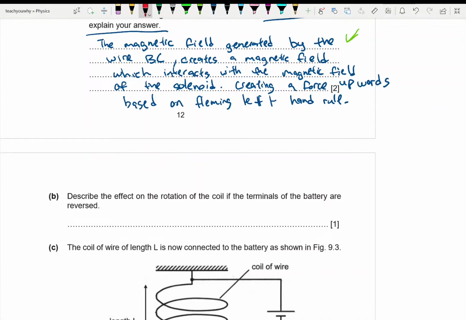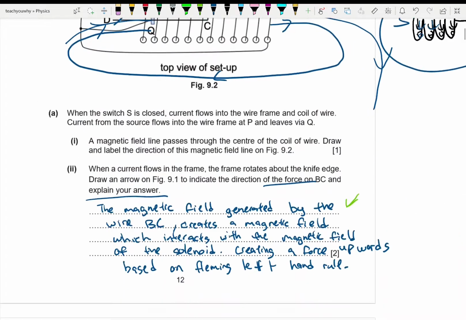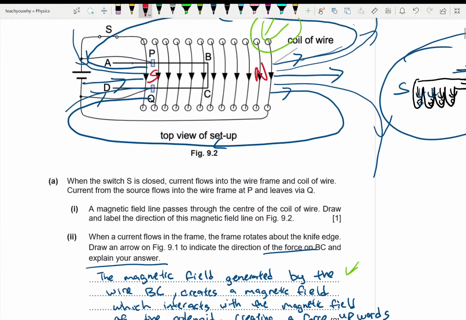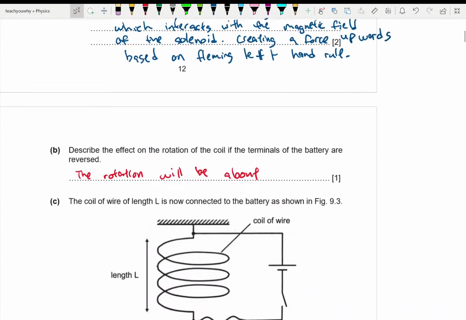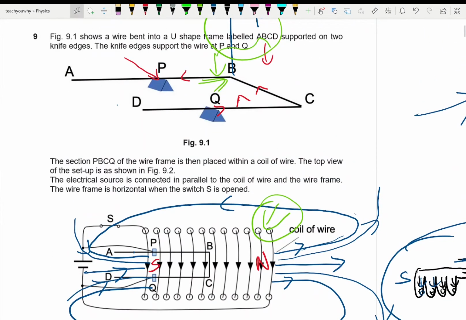So if it's reversed, very simple. If I reverse the terminals, the direction of the current is reversed. Likewise the magnetic field will be reversed, and if the magnetic field is reversed, then the force will be reversed. So the rotation will be clockwise about point Q.